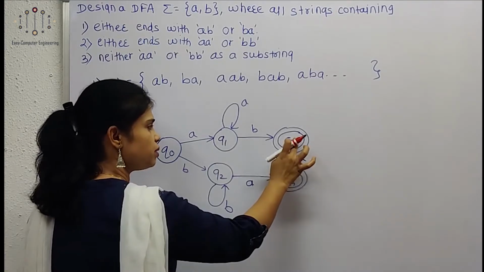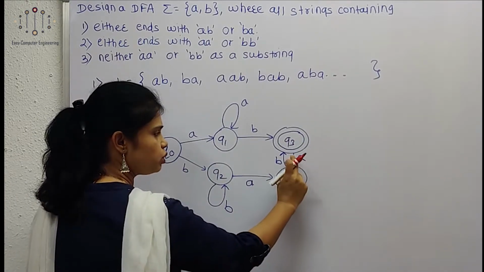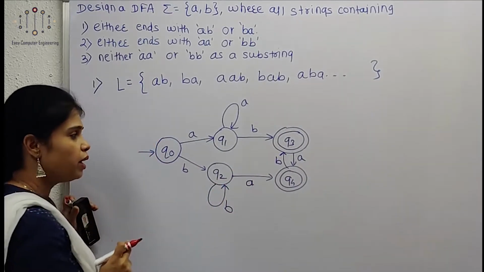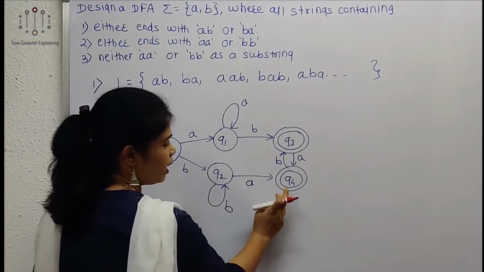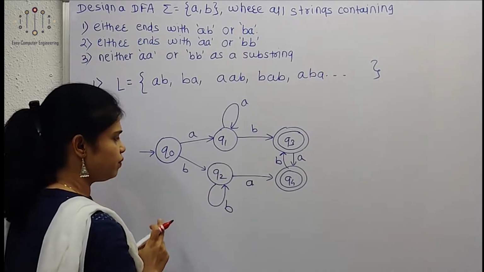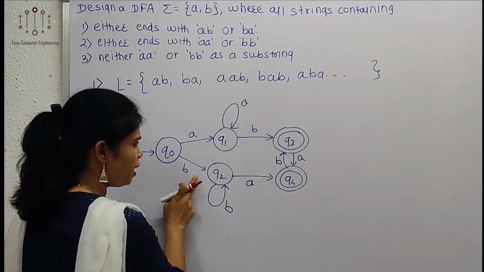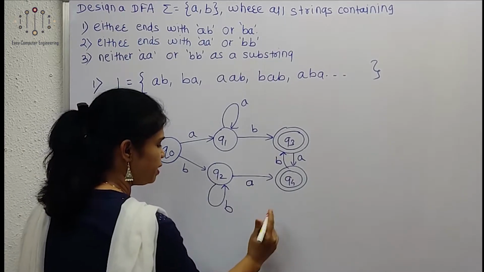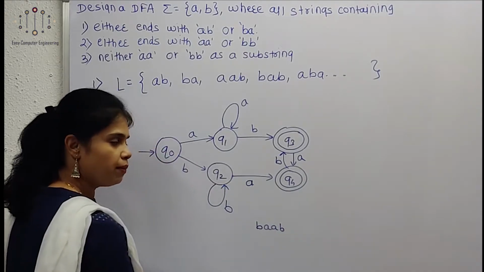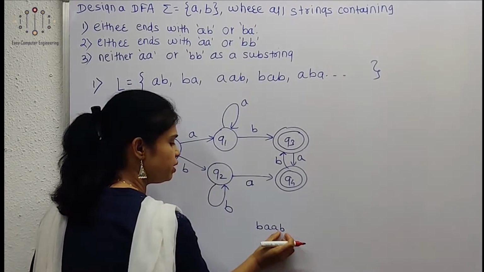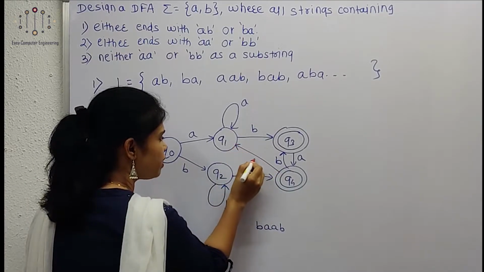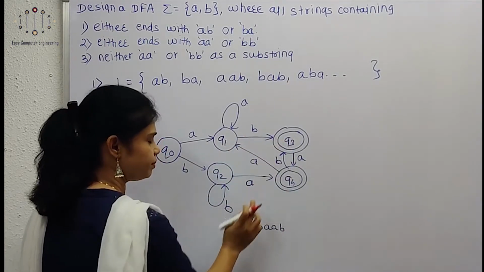Now what about Q3 and Q4? We already showed the A transition from Q3 and the B transition from Q4. Now we have to show the A transition from Q4. What will happen if, let us consider, BAAB is my string? This is also possible: it started with BA but ends with AB. So BA, here we can show AB.